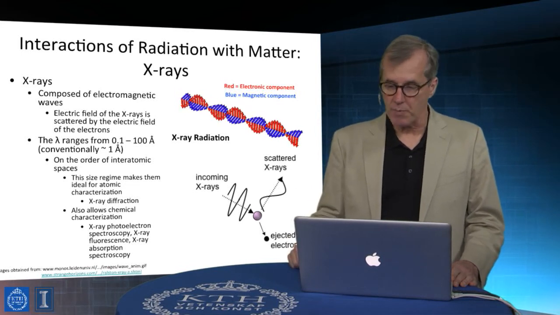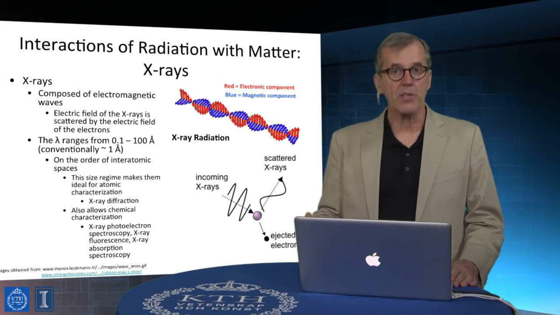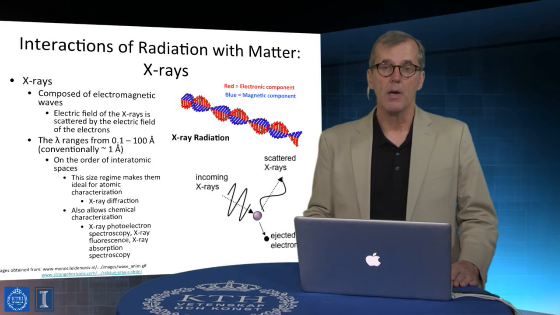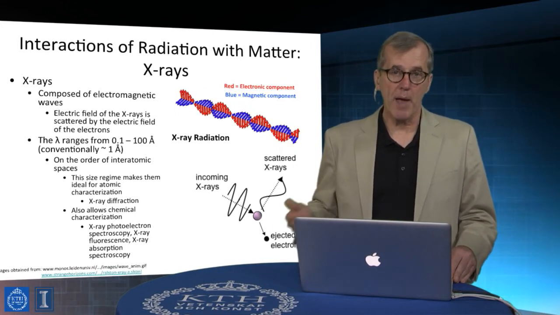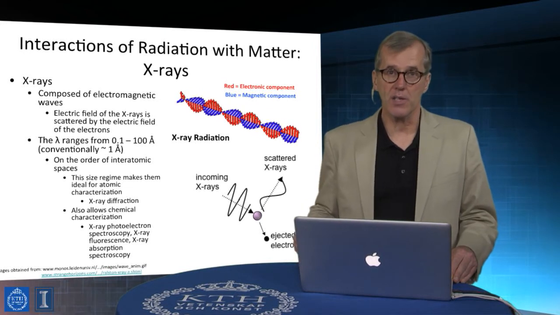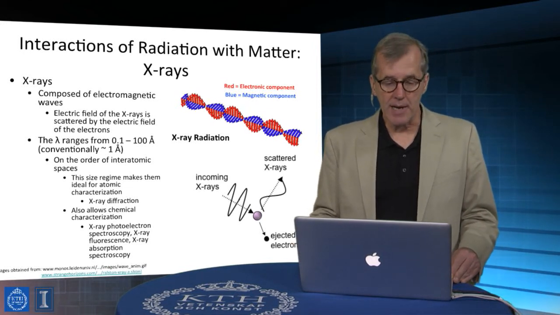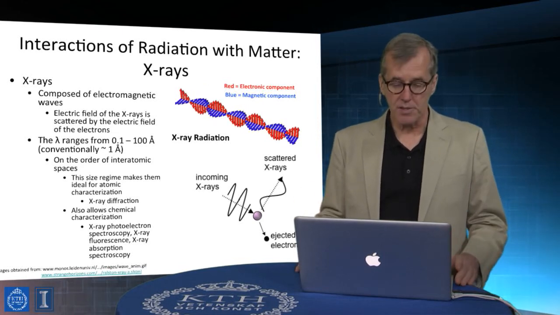X-rays are, of course, an electromagnetic wave which have very short wavelengths. The wavelengths being of the order of interatomic distances make it possible for us to use interactions of matter with photons, in this case, as a way of actually determining the atomistic positions and identity of atoms that comprise a solid material.